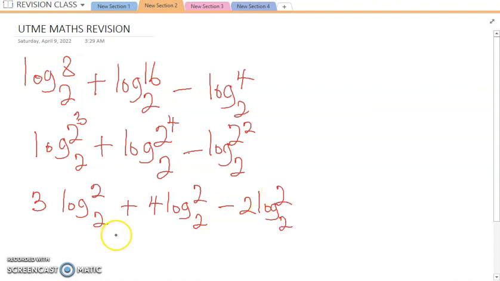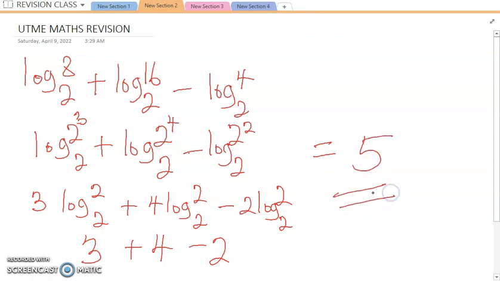So the number and the base are equal. So you have this one will be 1, this one will be 1, this one will be 1. So let us save time. We have 3 times 1, that will give me 3, plus 4 times 1, that will give me 4, minus 2 times 1, that will give me 2. So 3 plus 4 will give me 7. 7 minus 2 will give me 5. So we can say the final answer is 5. That is the answer to the question from the past question.